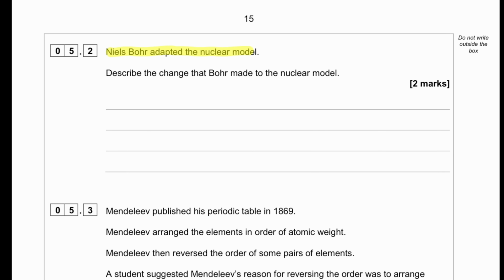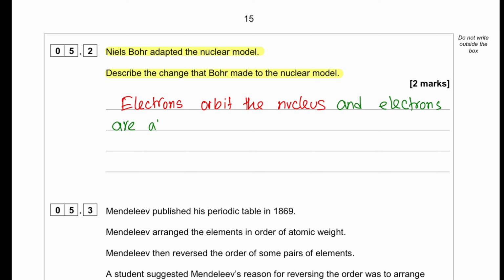Niels Bohr adapted the nuclear model. Describe the change that Bohr made to the nuclear model. So basically, Niels Bohr made changes such that electrons orbit the nucleus at specific distances from the nucleus, called shells. These are the energy levels where electrons are most likely to be found. Electrons are not scattered throughout the structure of the atom.